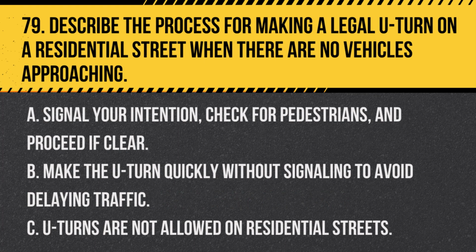Question 79. Describe the process for making a legal U-turn on a residential street when there are no vehicles approaching. A. Signal your intention, check for pedestrians, and proceed if clear. B. Make the U-turn quickly without signaling to avoid delaying traffic. C. U-turns are not allowed on residential streets. Answer. A. Signal your intention, check for pedestrians, and proceed if clear. Always ensure it's safe and legal before executing a U-turn.